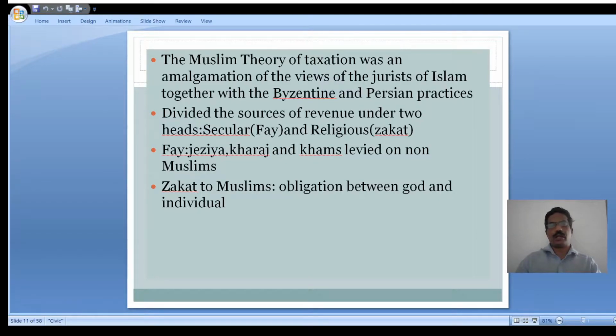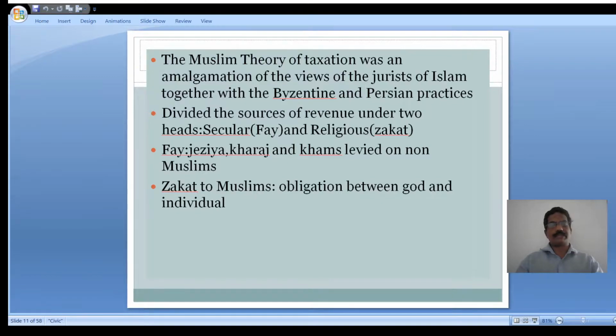The revenue under the Delhi Sultanate was basically divided into two. One is secular tax, or fair tax. And the other is religious tax, or zakat. The term zakat is very familiar to you. In a different way, this practice is followed by the believers of Islam. So basically the tax or revenue sources of the Delhi Sultanate can be divided into two: secular tax or fair tax, and religious tax or zakat.